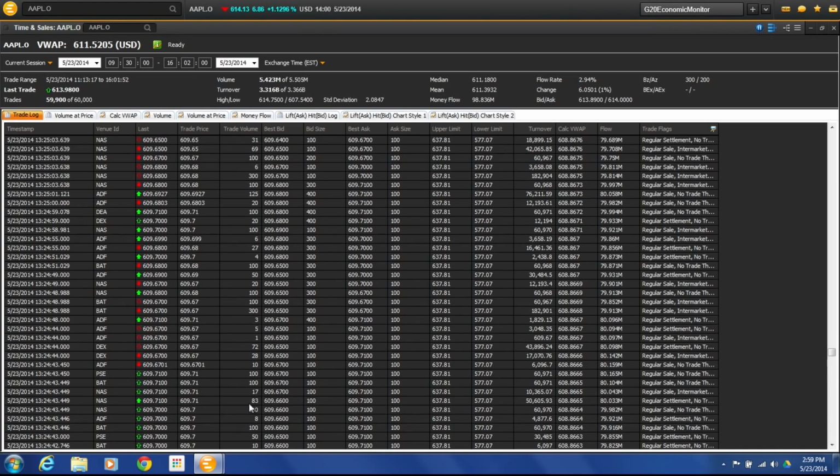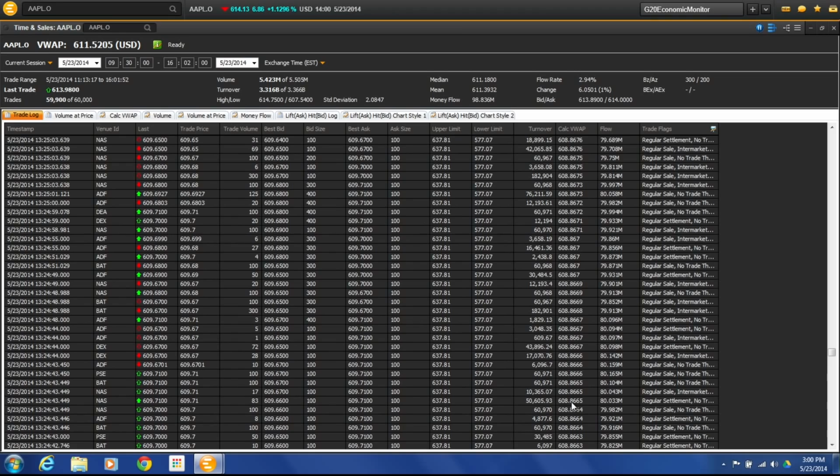I can see what the trade volume was at that time, what the best bid and ask was, and also look at volume turnover at that time, what the flow of money was, and what kind of sale it was. That information is important because then we can see exactly how the prices flowed throughout the day. And that leads to some other information that we can look at.